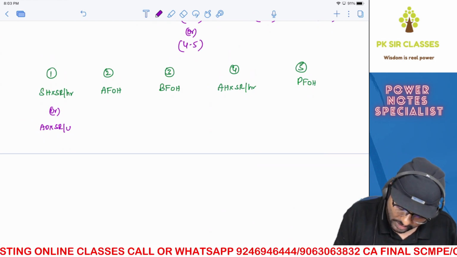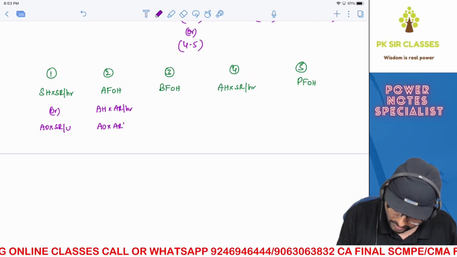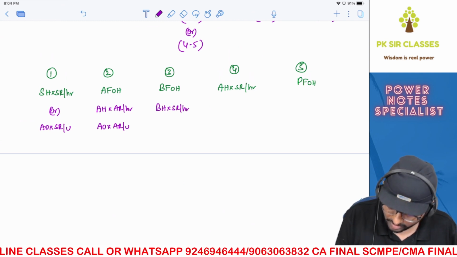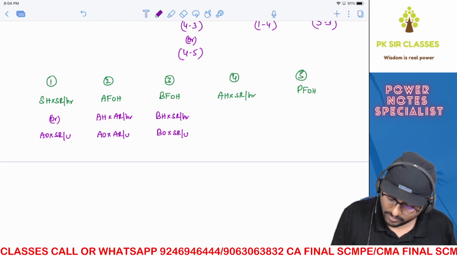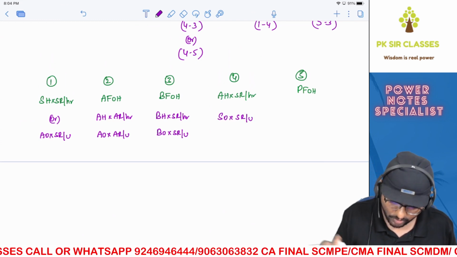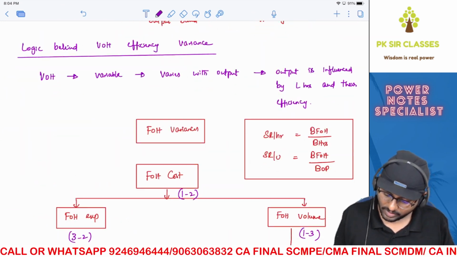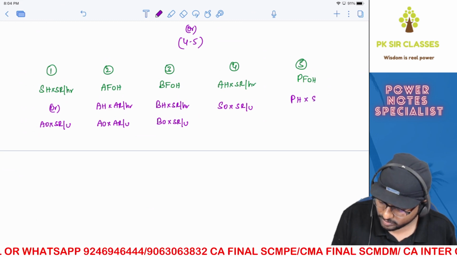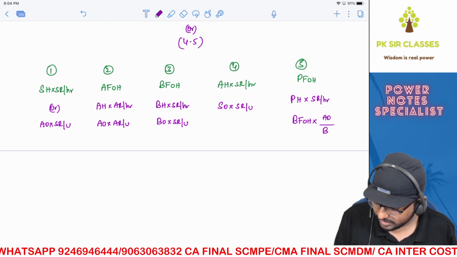Here, actual fixed overheads can also be written as actual hours into actual rate per hour or actual output into actual rate per unit. Budgeted fixed overheads can be written as budgeted hours into standard rate per hour or budgeted output into standard rate per unit. Next, actual hours into standard rate per hour: the alternative is standard output into standard rate per unit. Possible fixed overheads can also be written as possible hours into standard rate per hour or budgeted fixed overheads into actual days by budgeted days.